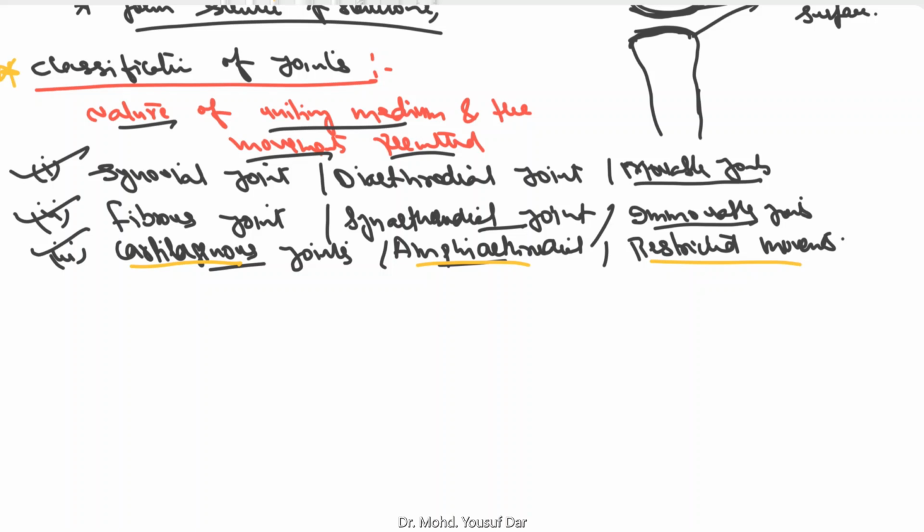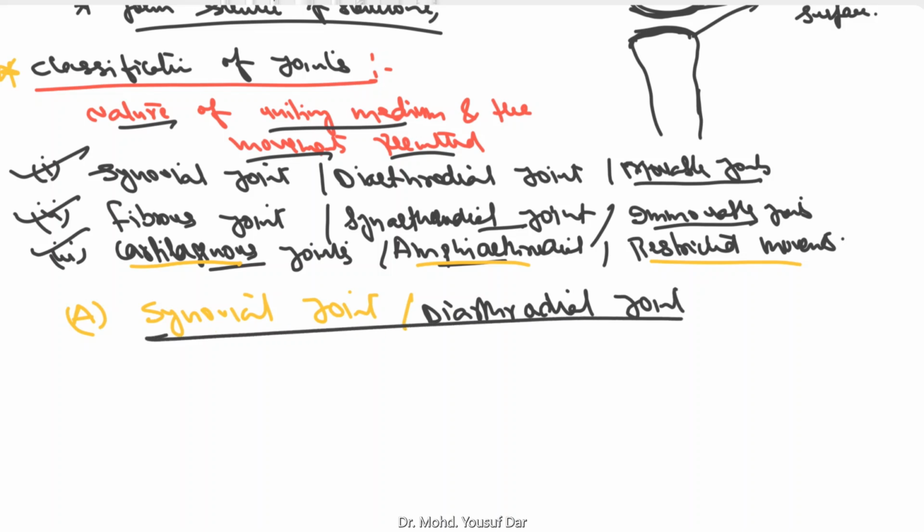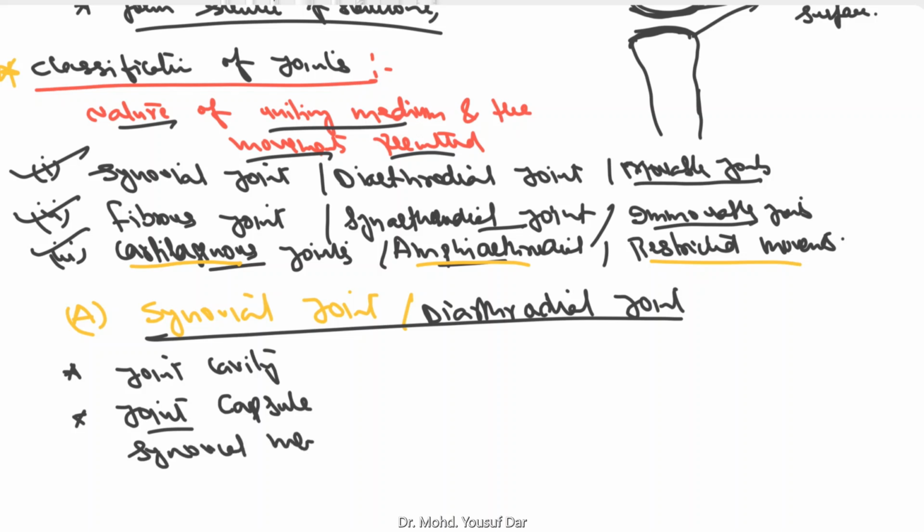Now coming first to the synovial joint or diarthrodial joint. The synovial or diarthrodial joint is mainly characterized by the presence of a joint cavity. It has a joint capsule, a synovial membrane, and it is a movable joint.